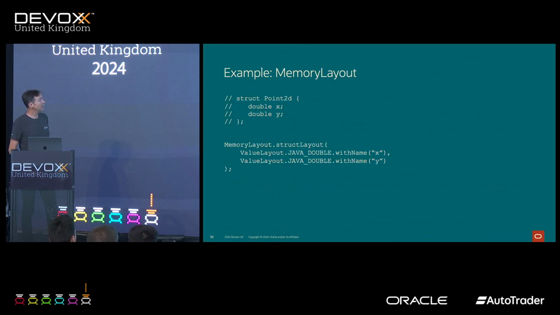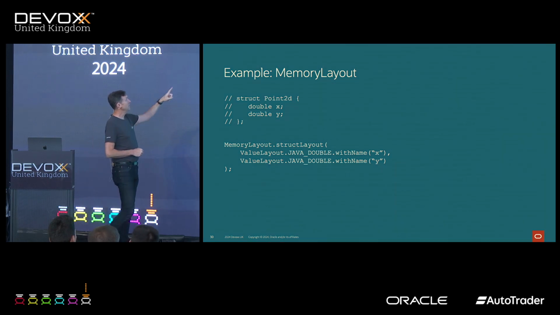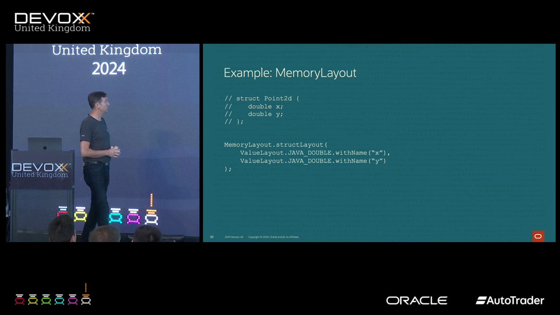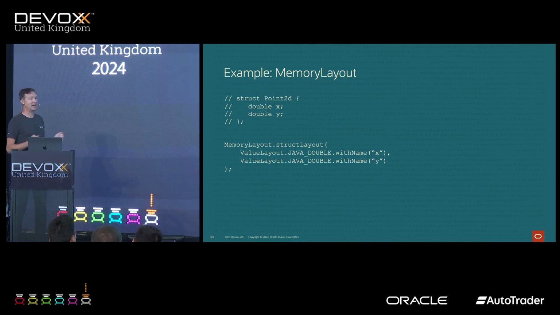So here is an example of that. You can see that the memory layout says struct layout. We have a double with the name X, and we have another double with the name Y, and that corresponds pretty much to the C structure up there. It should be noted that the layout is not tied to C. It can be any language or any data structure that you can model with layouts like this. There are also arrays and unions that you can use.